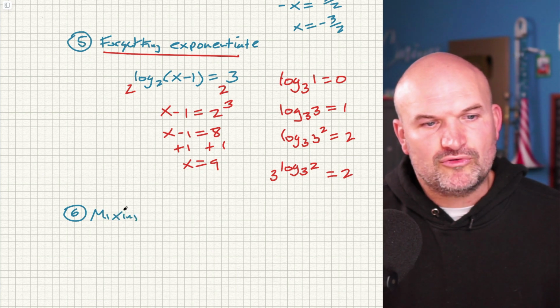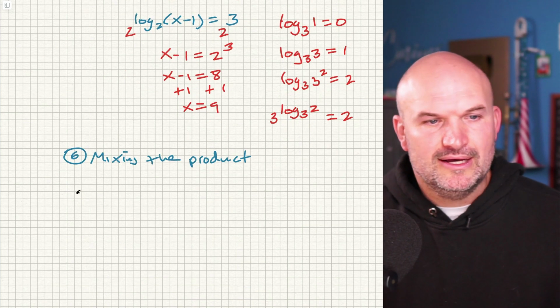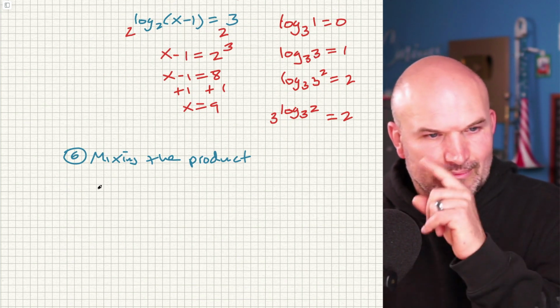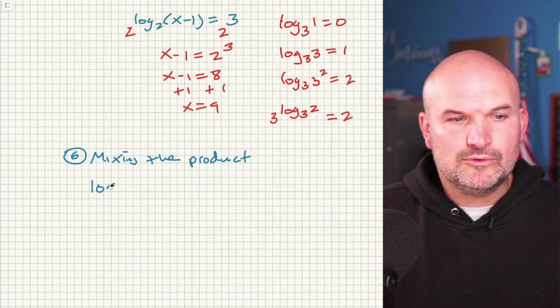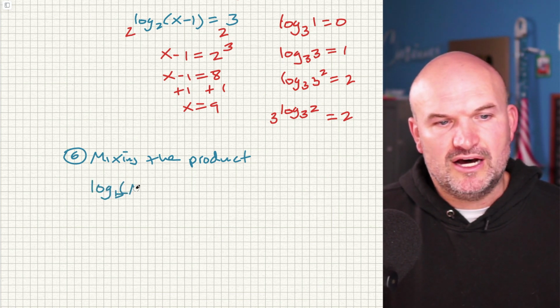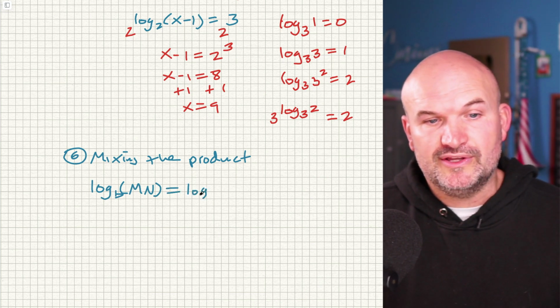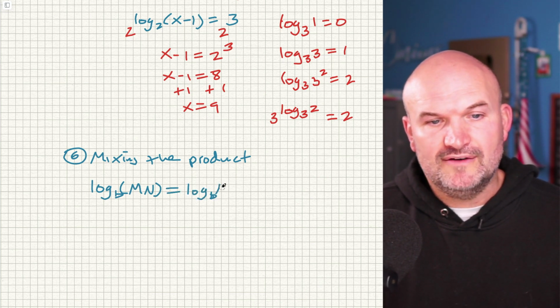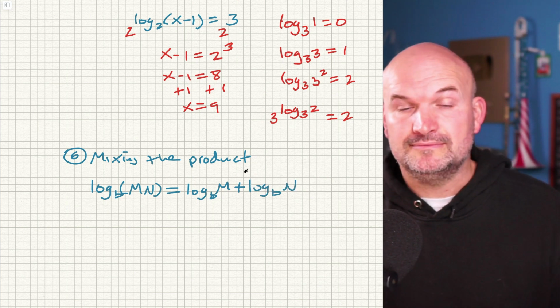Mixing up the product. So I'm not going to go over all the rules of logarithms. I just want to highlight these mistakes, right? But one rule of logarithm that I see students make the most mistakes on is going to be the product rule. And the product rule states, if I have logarithm base b of m times n, I can expand that into the logarithm base b of m plus the logarithm base b of n.